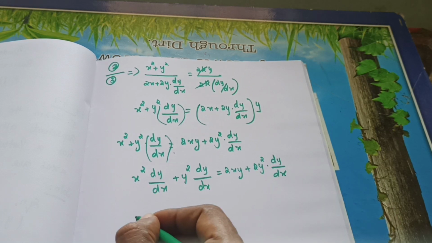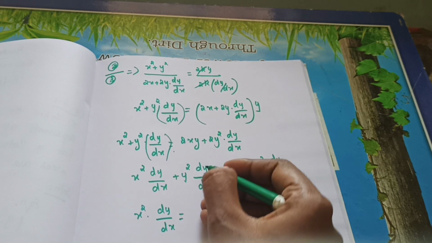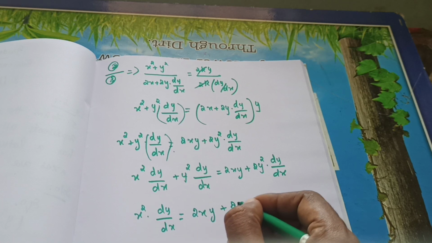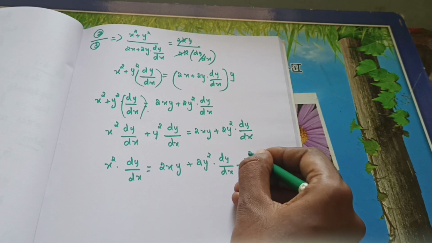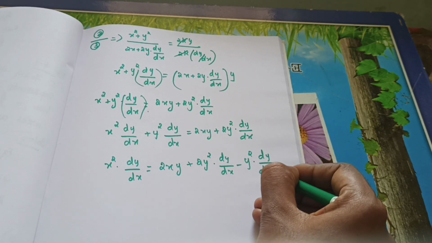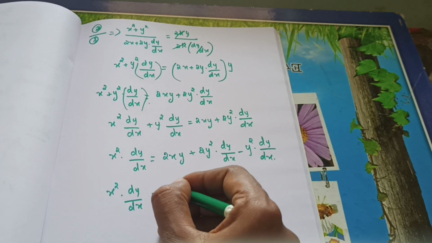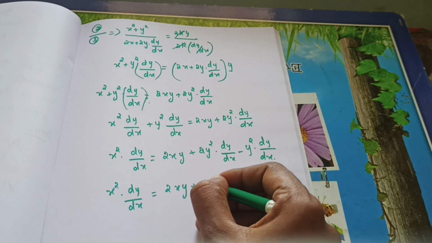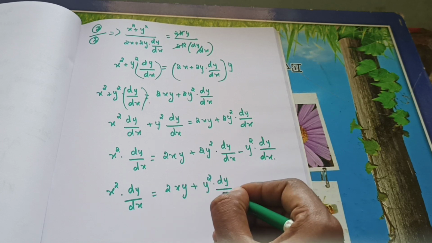Okay, so what will happen? x square into dy by dx is equal to this one. If we bring this side, what will happen? 2xy plus 2y square into dy by dx minus y square into dy by dx. So x square into dy by dx is equal to 2xy plus 2y square minus y square means y square, is it right? y square into dy by dx.